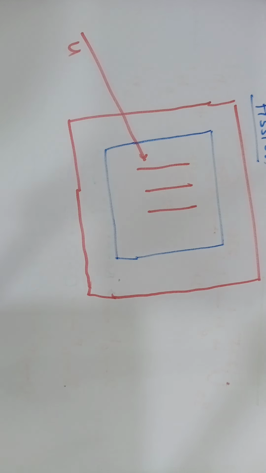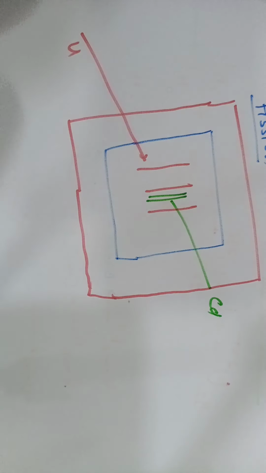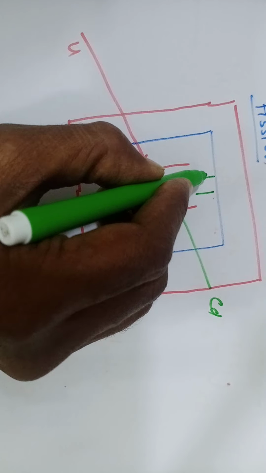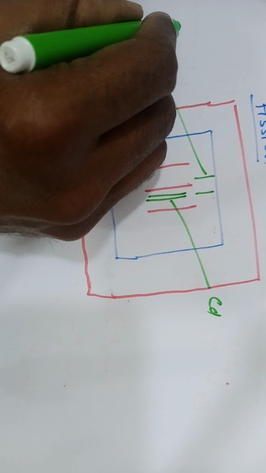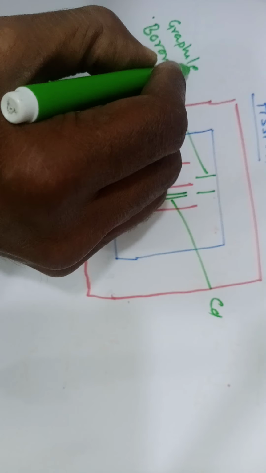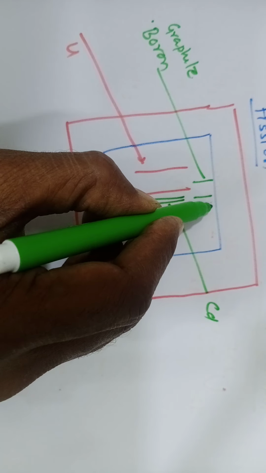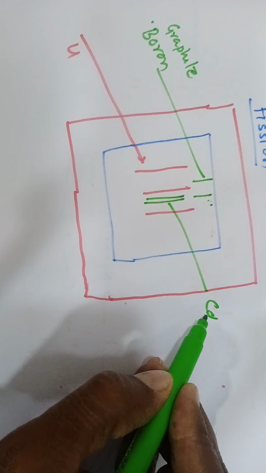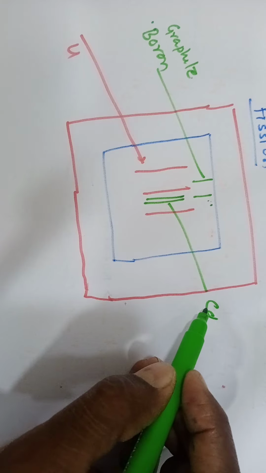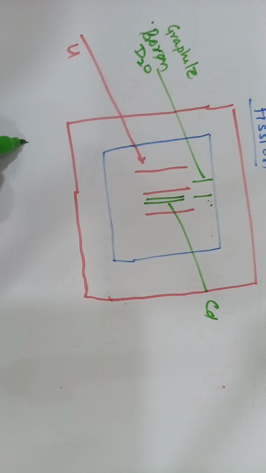Apart from the uranium rods, we have the cadmium rods, and we have the graphites also. So there are graphite and boron rods. Graphite and boron make the fast moving neutrons slow. Cadmium and boron, and here graphite only, and heavy water D2O. D2O is called heavy water.